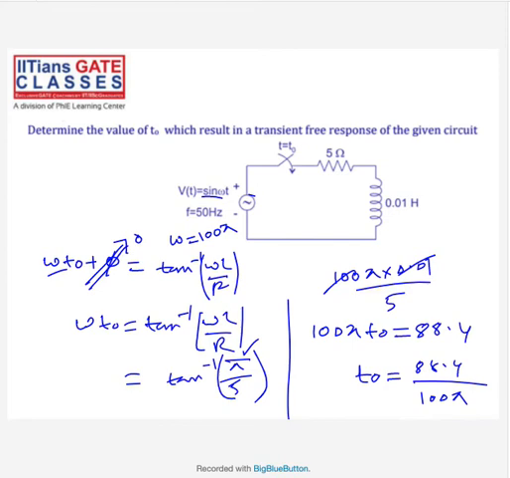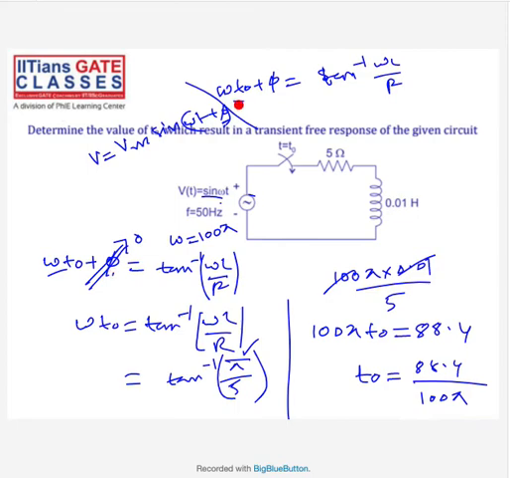Okay, see, as I gave you the formula, what is the transient free formula? Omega T naught plus phi is equal to tan inverse omega L by R when V is equal to Vm sin omega t plus phi. Comparing these two, what is phi? Phi is 0 because V of t is given as Vm sin omega t. So phi will be 0.